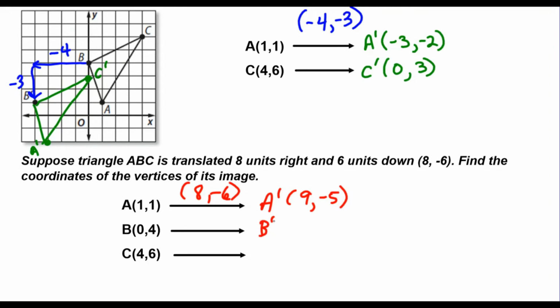And B prime, again, if I add 8 to the x values, I get 8, and if I take 6 away from the y values, I'm at -2. So B prime would be at 8, -2. And C prime, if I add 8 to the x values, I get 12, and if I take 6 away from the y value, I get 0. So C prime would be at 12, 0. So that's performing translations, or slides, on the coordinate grid. Again, just change the x values if you want to move it left and right, just change the y values if you want to move it up and down, and then change a combination if you want to move it diagonally.